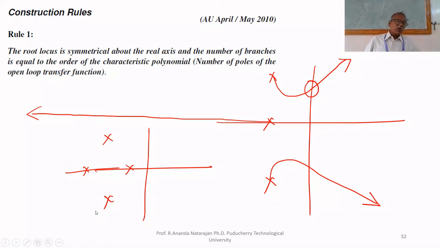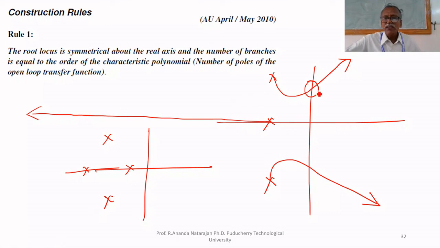Why do we need a root locus? We want to know whether it crosses the j omega axis or not for a given value of K. Because if it crosses the j omega axis, then the system becomes unstable. That's why I have to check whether it crosses the j omega axis or not. To find that, I need a root locus, for what value of K it crosses the j omega axis.